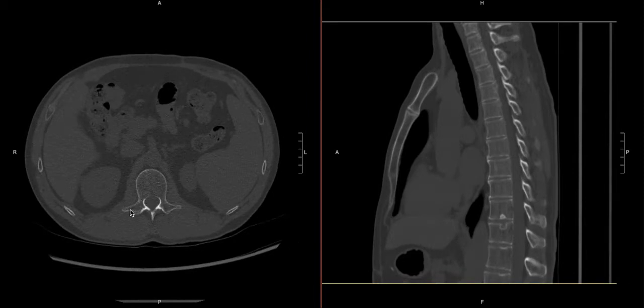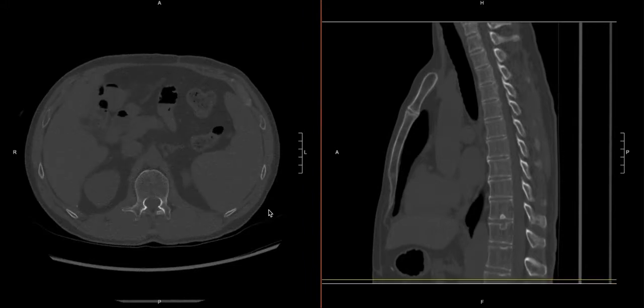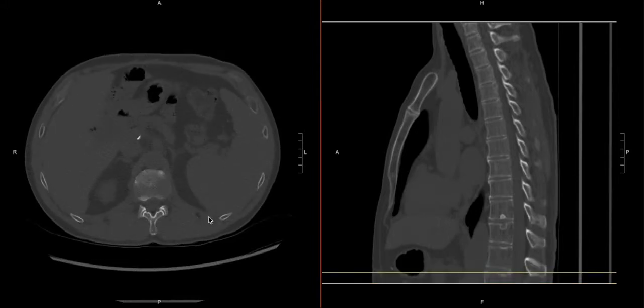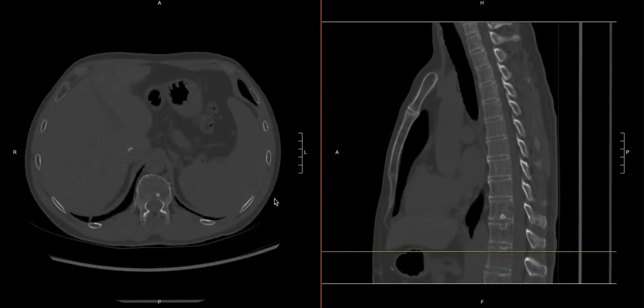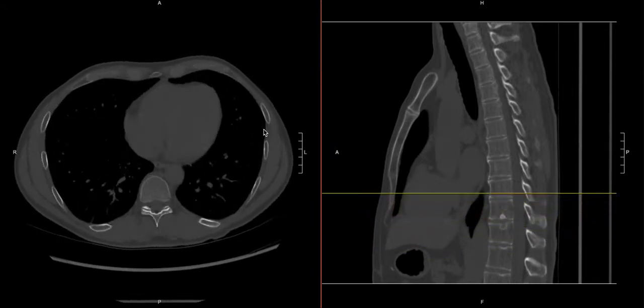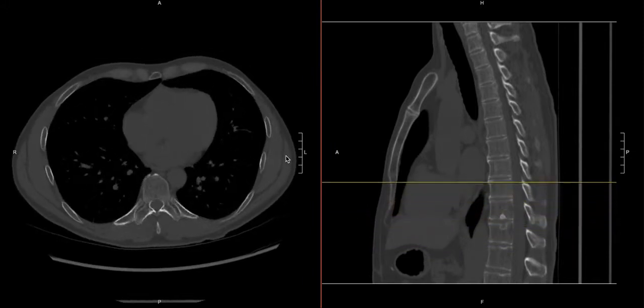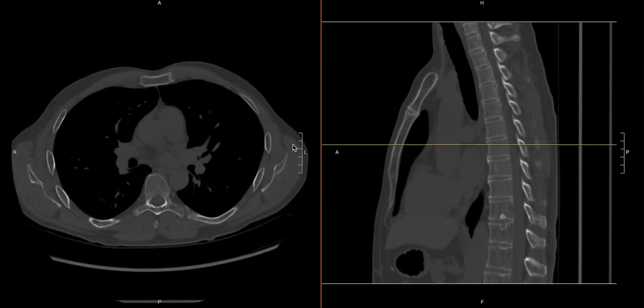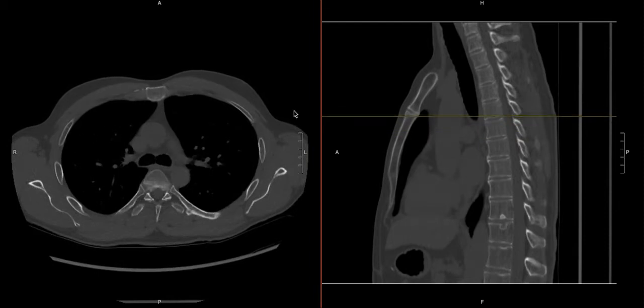And now as we go back up, we're going to look at more at the posterior spine. So this includes looking at the transverse processes, looking at the spinous process, the facet joints, the lamina. So now we'll just kind of scan up, taking a look at the rest of our posterior spine. Again, making sure no suspicious lesions, no fractures, that the facet joint spacing and alignment looks okay.